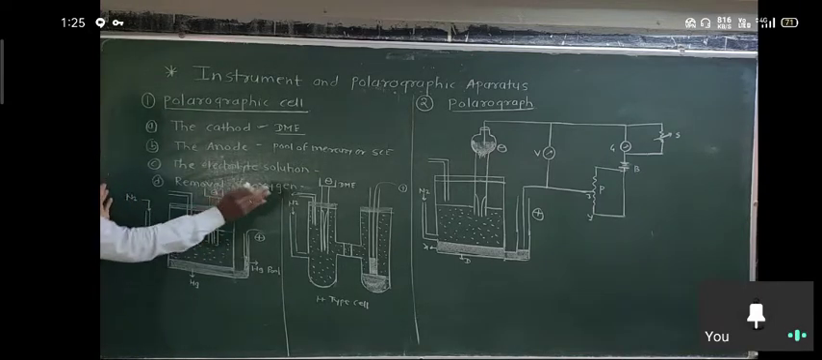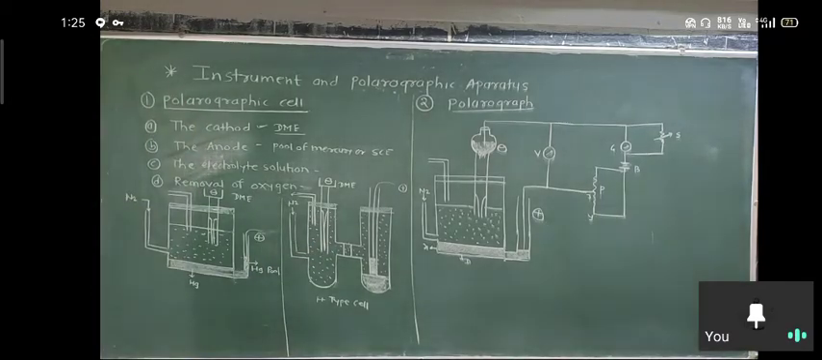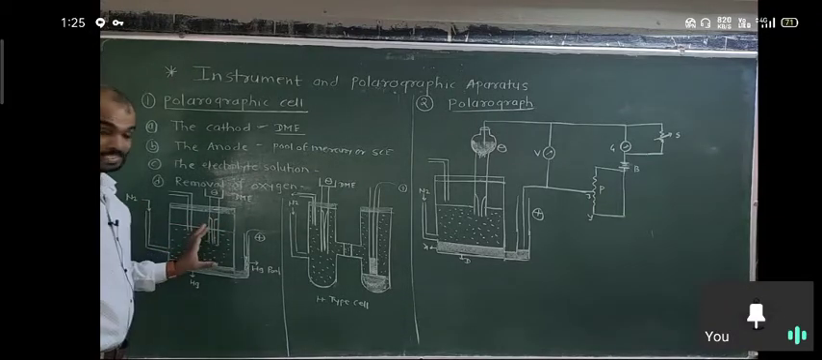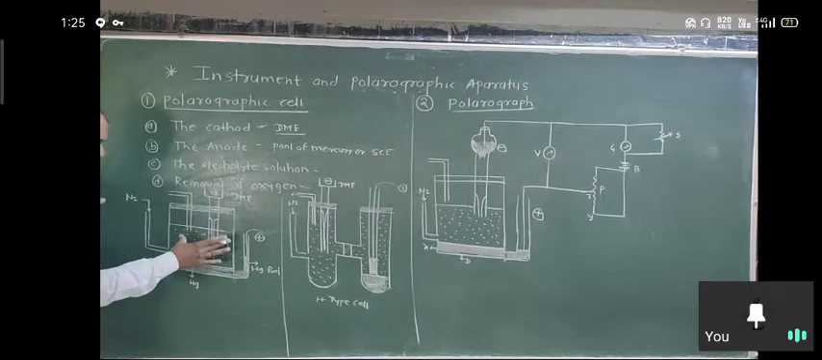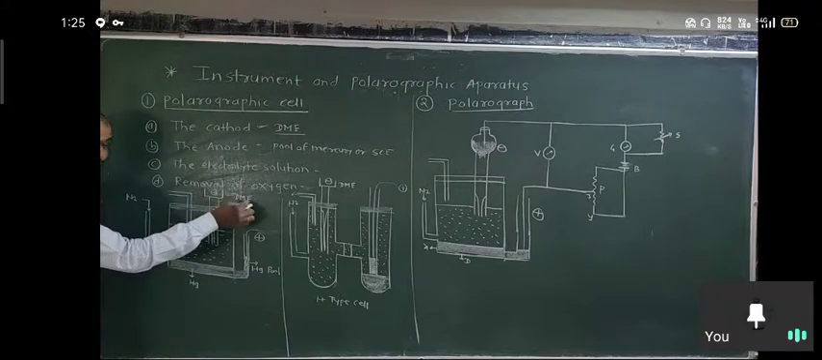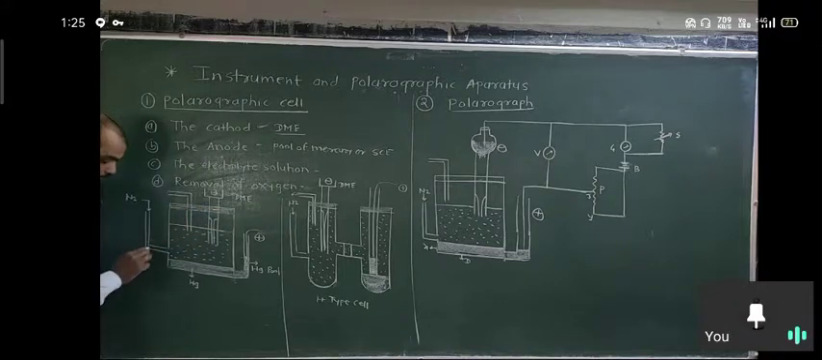There are two types of cells we can use, the first one and the second one. You can see in the figure two types of cells are used. The first cell is here, the second cell is here. The first cell consists of two inlets, upper and lower, as well as two glass rods fixed above and below, which contain the mercury. Here the dropping mercury electrode is fitted from the top. There is an outlet and there is an inlet.